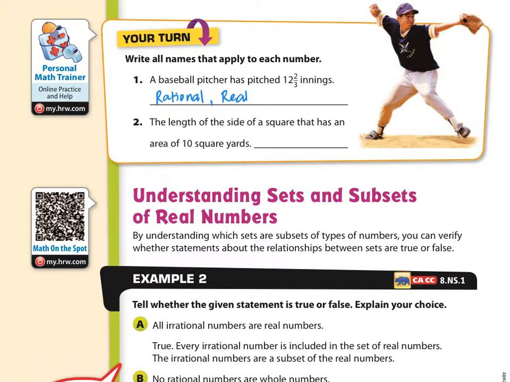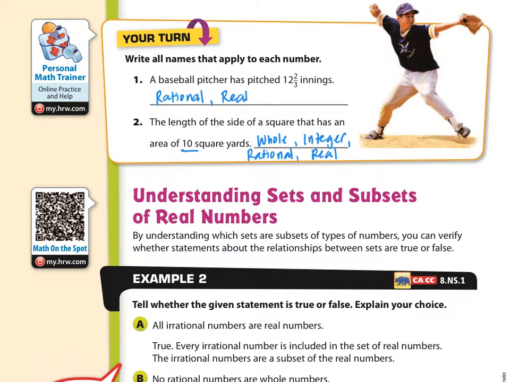Okay. And number 2, the length of the side of a square that has an area of 10 square yards. So is that a whole number? Yes, it is. Is it an integer? Yes. Is it rational? Yes. And is it real? That is a yes.